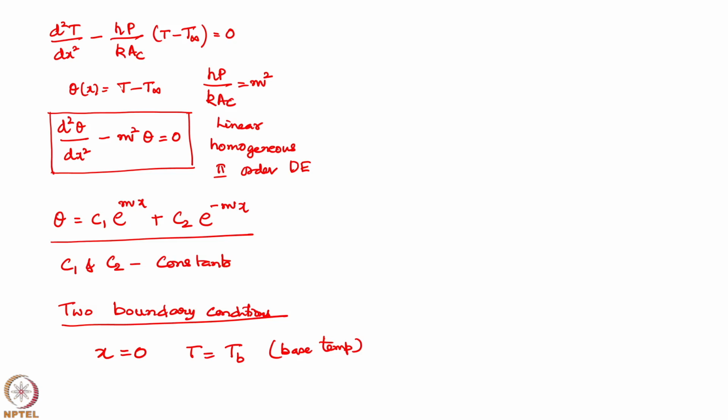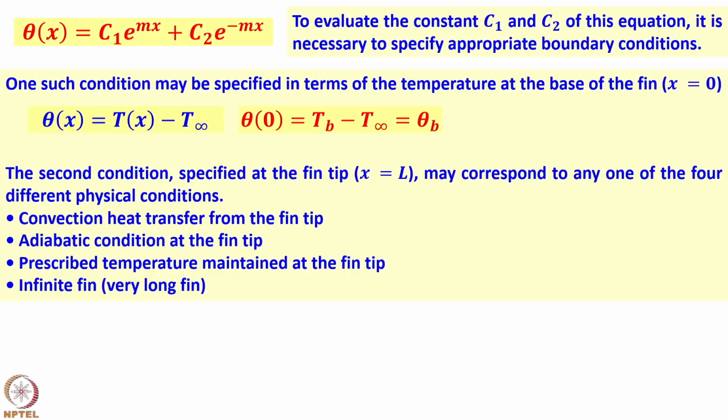So, you want to keep it always below 30. That means you are designing your fin such that your base temperature is fixed. But now the boundary condition at x equal to L can be of different boundary conditions. We consider nearly 4 boundary conditions. There can be plenty, but we are considering here 4 boundary conditions.